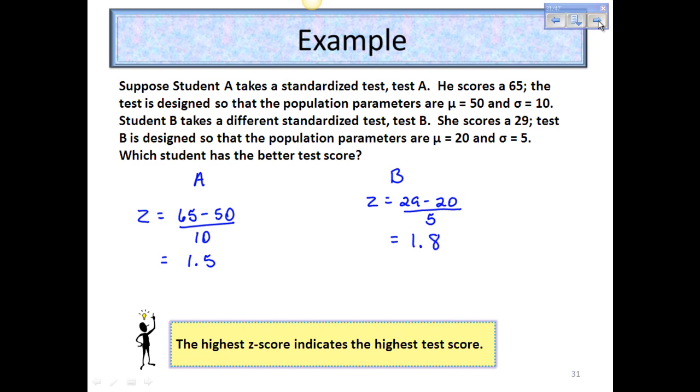Now, we have found the two z-scores for the problem, but we haven't answered the question that was asked yet. The question that was asked was which student has the better test score. The one that has the better test score has the better z-score. So 1.8 is higher than 1.5. So exam B is the better test score, or student B has the better test score.